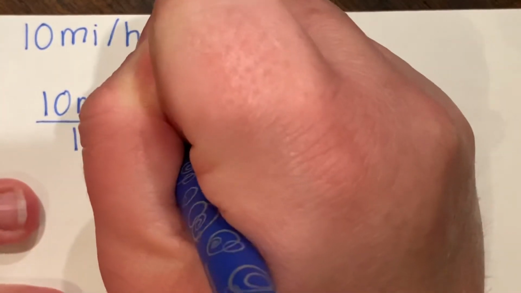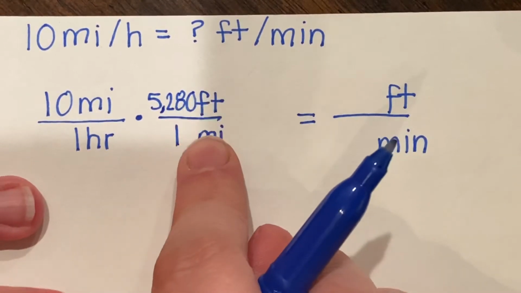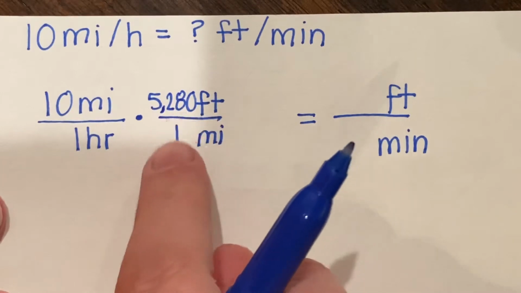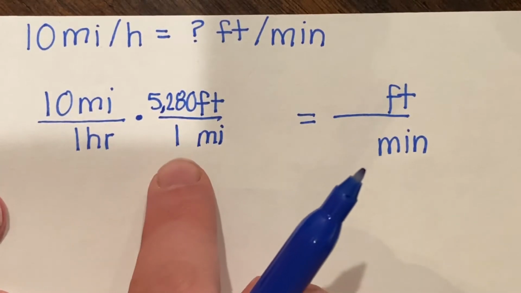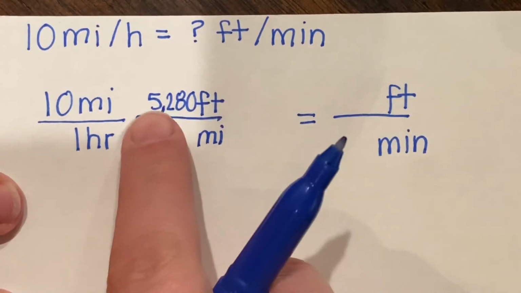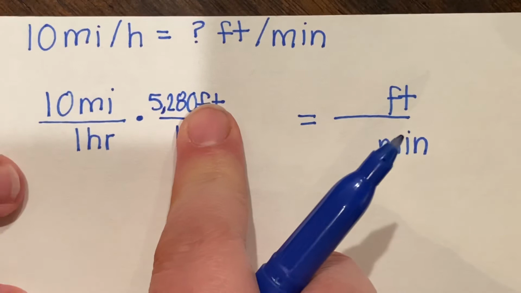5,280 feet. Okay, so I want to keep this as the same number. And I mean that as in 5,280 feet is the same thing as 1 mile. And I want to keep that the same because remember, I'm really just wanting to multiply by 1, kind of, if you want to think about it like that.